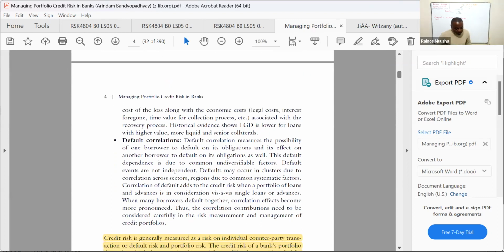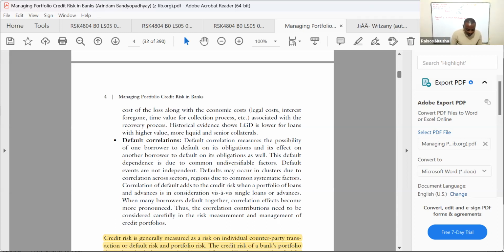Another factor would be default correlations. And here they say, default correlation measures the possibility of one borrower to default on its obligation and its effect on the possibility of another borrower to default on its obligation as well. So this default dependence is due to common and diversifiable factors. So default events are not independent. Defaults may occur in clusters due to correlation across sectors, regions due to common systematic factors.